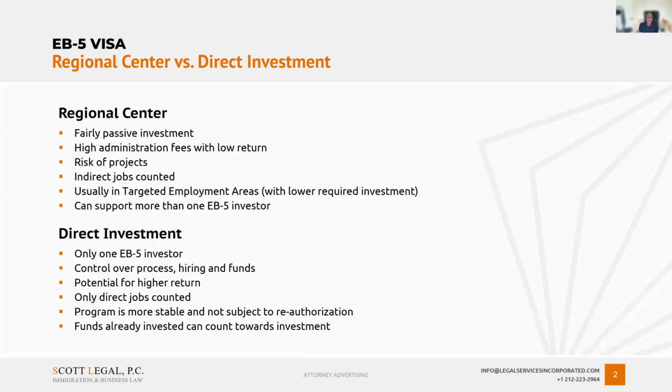So first, let's look at the two different types of EB-5 programs. One is regional center, and the other one is direct investment. The difference between these can really be described well by looking at the type of investor that typically is engaged in EB-5. When you are looking at a regional center, usually the person just wants the green card. They are looking at a much more passive investment. They're fine paying fairly high administrative fees, maybe $35,000, $45,000, or $50,000.